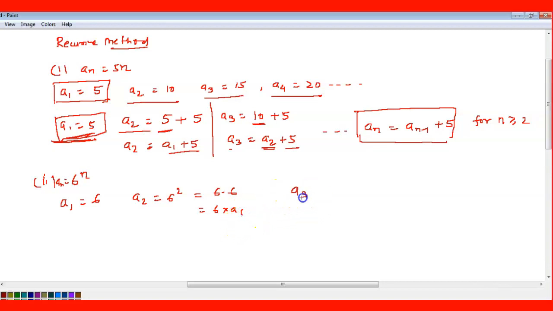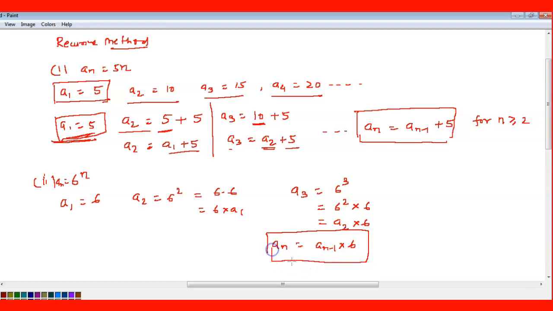Similarly, a3 is 6 cube, which is 6 square into 6, right? And 6 square is a2. Similarly, you can write an equal to what? The square is coming here, right? So you can write here the next term an is equal to 6 times a of n minus 1. So this will be the recursive function.